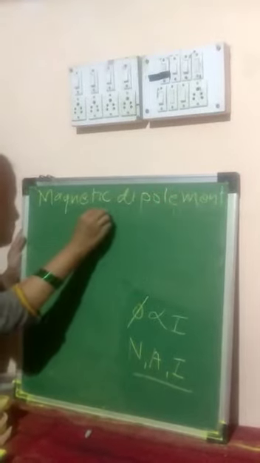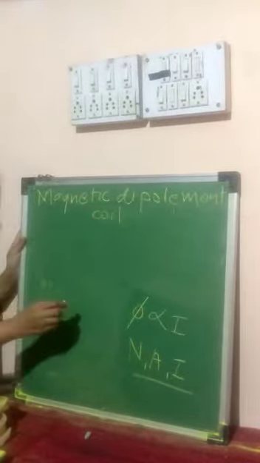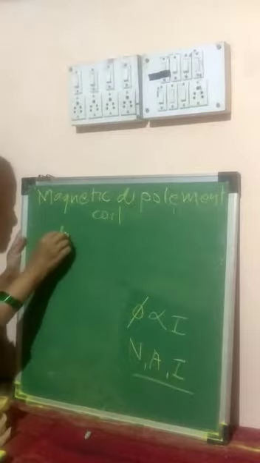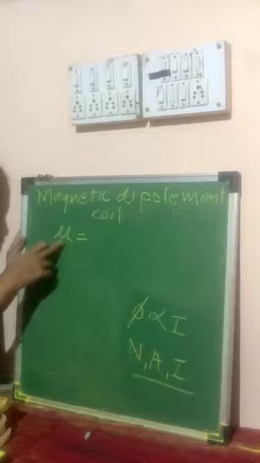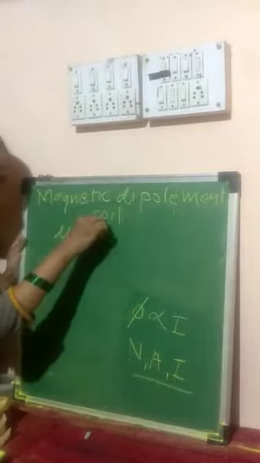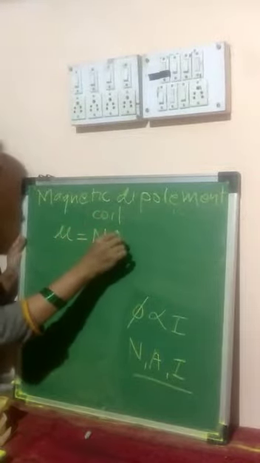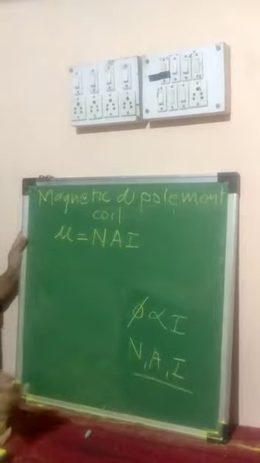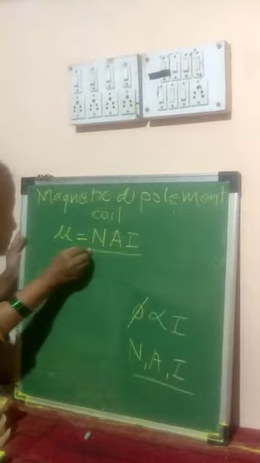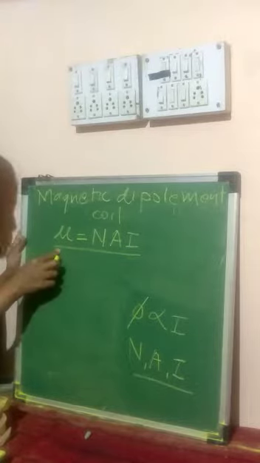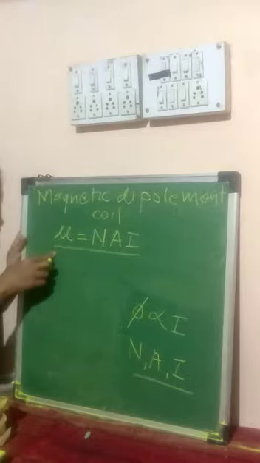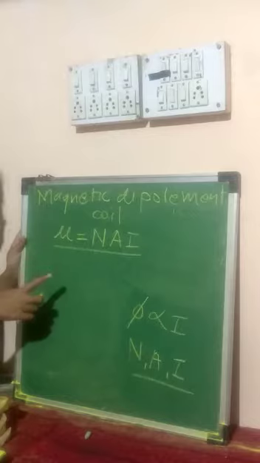So the magnetic dipole moment of the current carrying coil is denoted by the letter mu, and this mu is nothing but number of turns multiplied by area multiplied by I. So this is nothing but the magnetic dipole moment. Now this magnetic dipole moment has the same unit as that of your electric dipole moment.